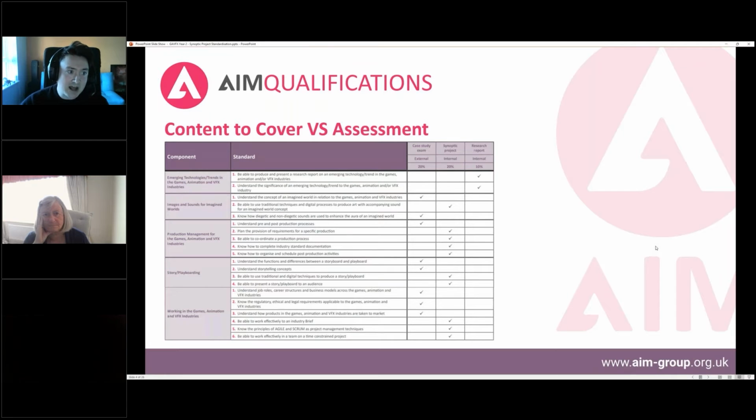What I've got on the screen here, again from the qualification handbook, is the units that we cover in the second year. The reason I've got this in is because you'll notice at the top, you've got the case study, synoptic project, and the research report. The case study and the synoptic project share the units.